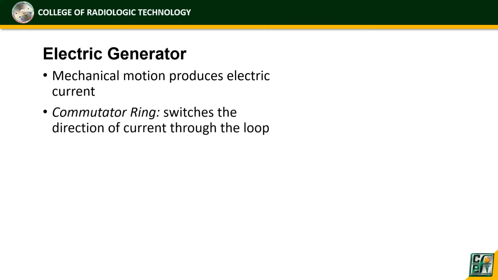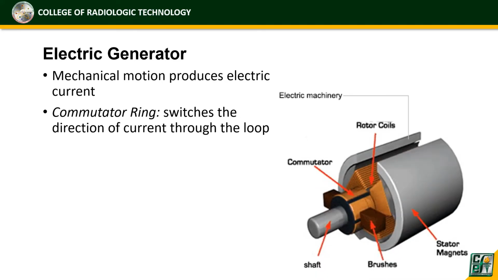electricity. Okay. And also, the electric generator has a commutator ring. It switches the direction of current through the loop. So you can see the commutator ring. Okay.